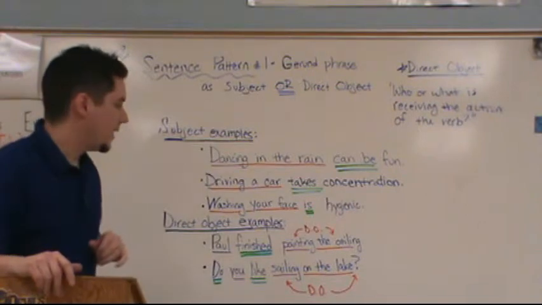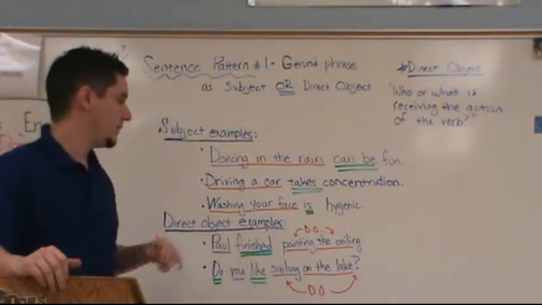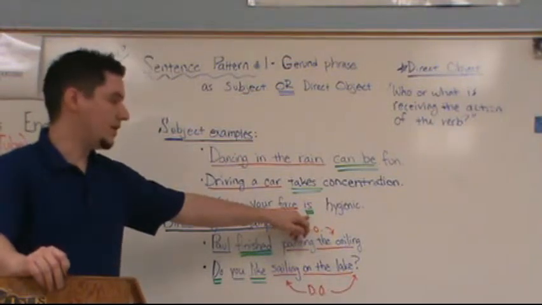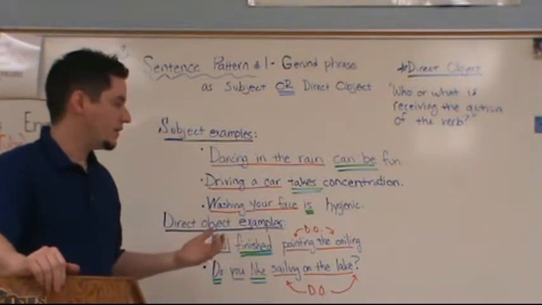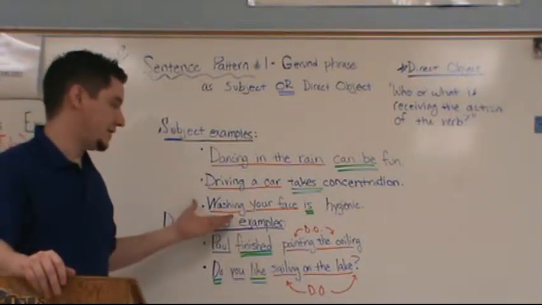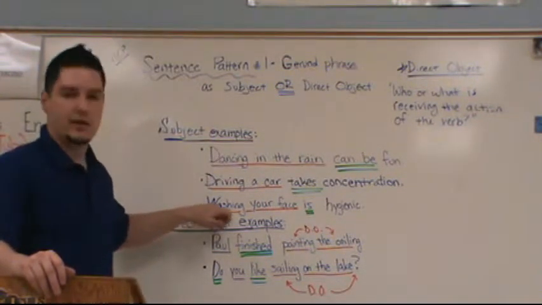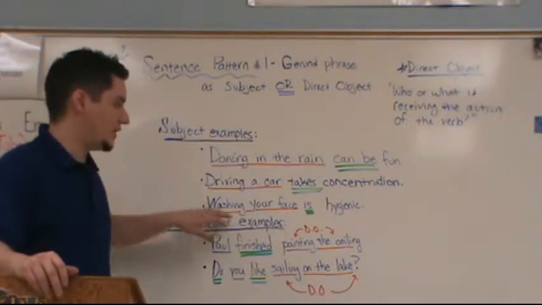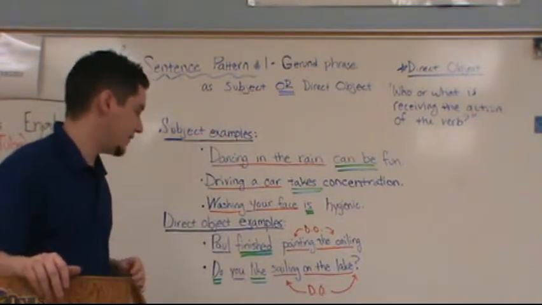Third example: washing your face is hygienic. Is is our linking verb. We know that something is hygienic. So we say, well, what is hygienic? It's not just washing, it's washing your face. So washing is our gerund, and this is our group of related words that go along with it to make the phrase. Washing your face is the subject of the sentence.